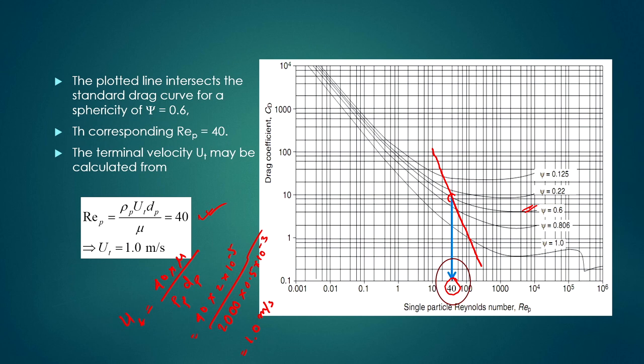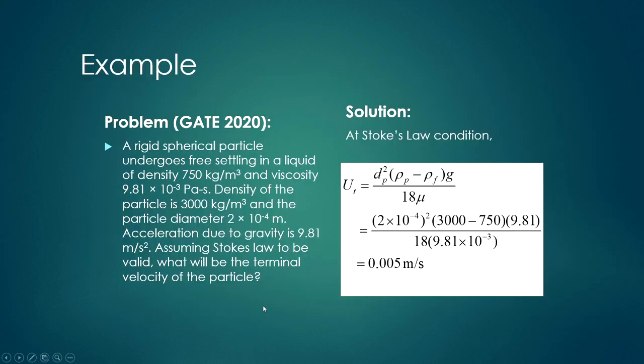In this way, for any flow regime, we can calculate the terminal velocity if we know the particle diameter. Now, let us solve some other problems, which are very important, as given in the GATE examination. Here is a problem given in GATE 2020: a rigid spherical particle undergoes free settling in a liquid of density 750 kg per meter cube and viscosity 9.81 × 10⁻³ Pascal second. The density of the particle is 3000 kg per meter cube, and the particle diameter is 2 × 10⁻⁴ meter. Acceleration due to gravity is 9.81 meter per second square. Assuming Stokes' law to be valid, what will be the terminal velocity of the particle?